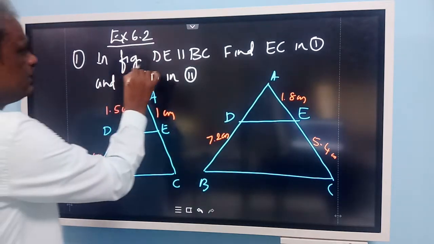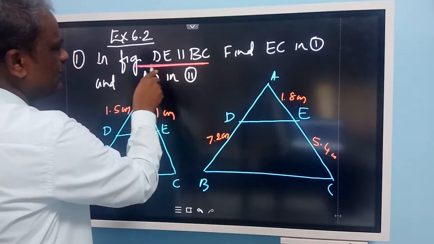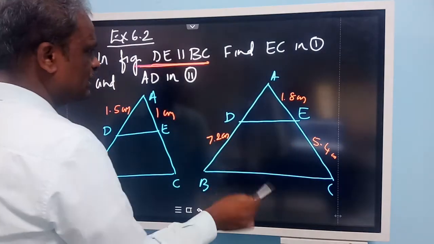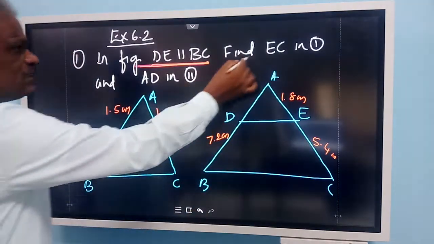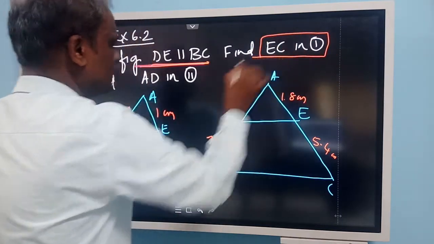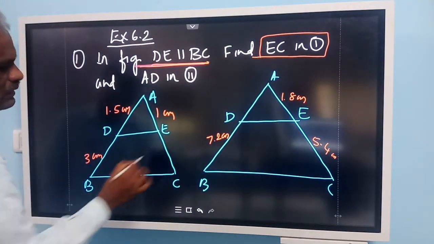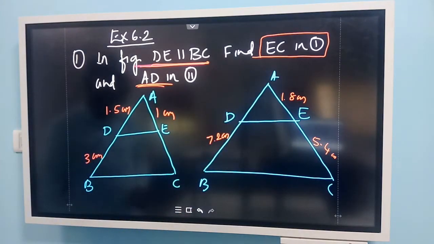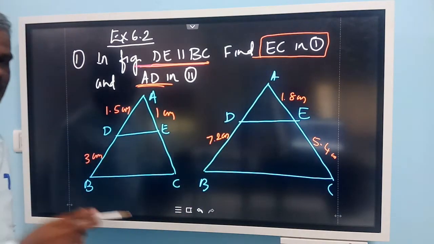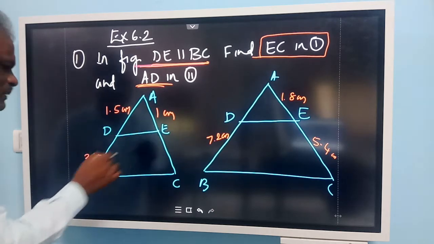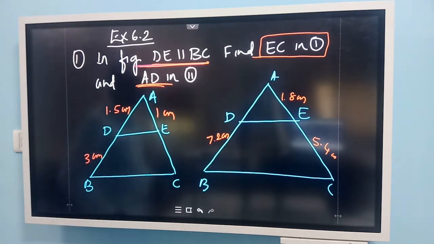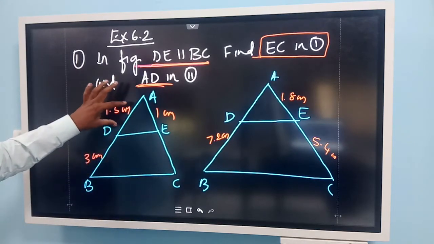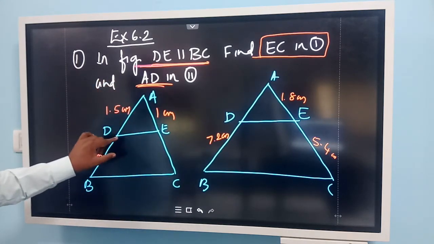This question now in the exam, exercise 6.2, first one. Here DE parallel to BC. They have given DE parallel to BC in both the diagrams. Now in the first diagram you have to find out the measurement of EC. This is the question mark. Then in the second diagram I have to find out AD. Since DE is parallel to BC, one side of the triangle is parallel to a side, by the theorem you can write these two sides are divided in the same ratio.